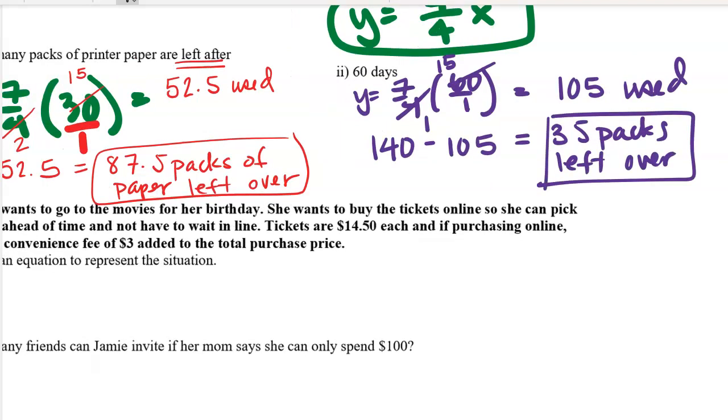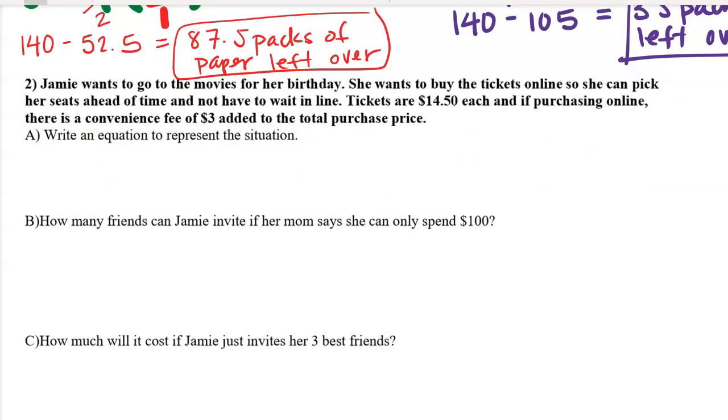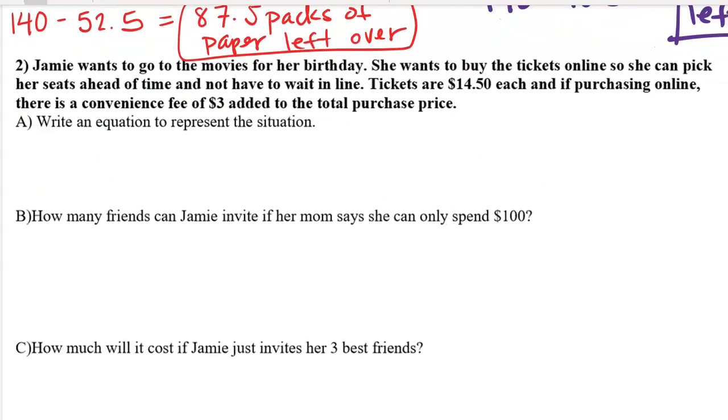All right, Shaheen, let's move on to number 2. Can you help me with number 2, please? Jamie wants to go to the movies for her birthday. She wants to buy the tickets online so she can pick her seats ahead of time and not have to wait in line. Tickets are $14.50 each, and in purchasing online, there's a convenience fee of $3 added to the total purchase price. Okay, so we have a couple of things.